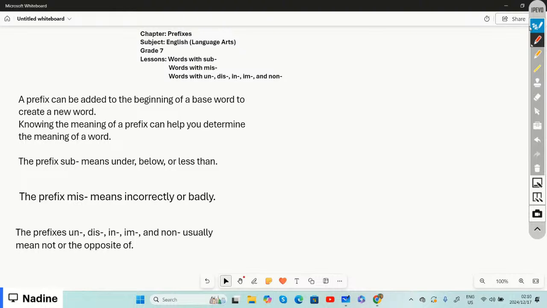And how do we know that a new word is being created? It's because we need to know the meaning of the prefix. When you know the meaning of the prefix, it will help you determine the meaning of the whole word, which is the prefix as well as the base word.